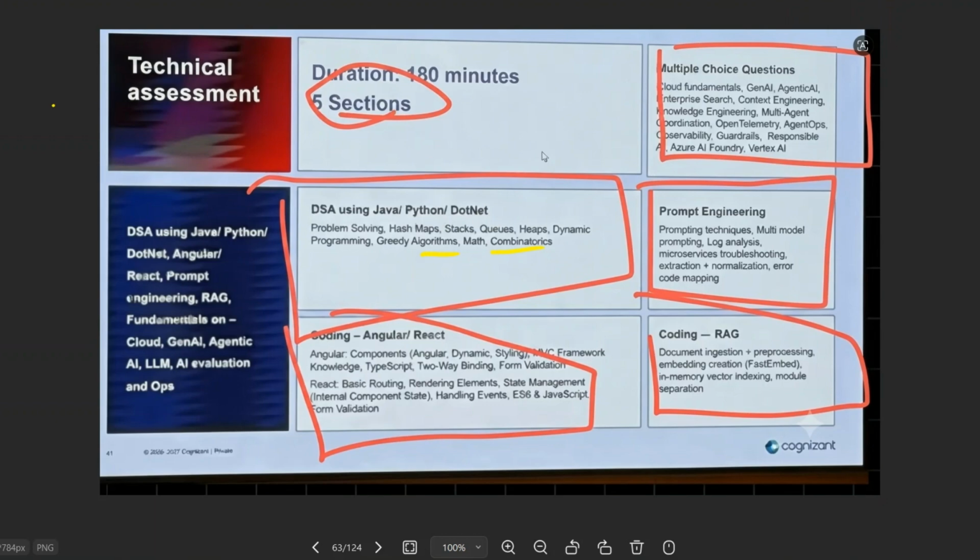Now we are going to discuss the communication assessment first, as this is the first round after the screening assessment. After your CV is verified, you'll have the communication assessment, then the aptitude assessment. For the communication assessment, let me go through what you should prepare and how to prepare, what sections, and everything. So let me discuss those.